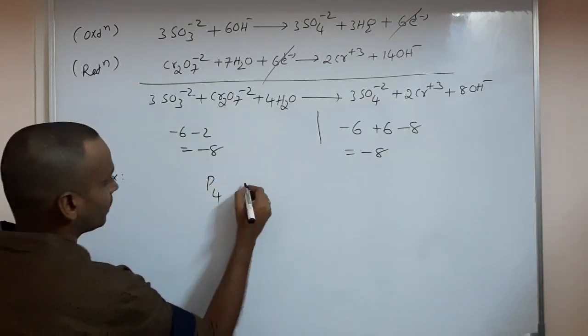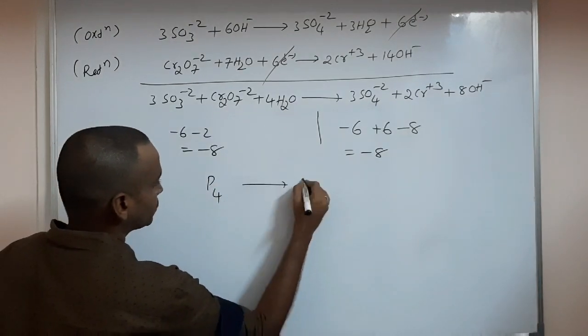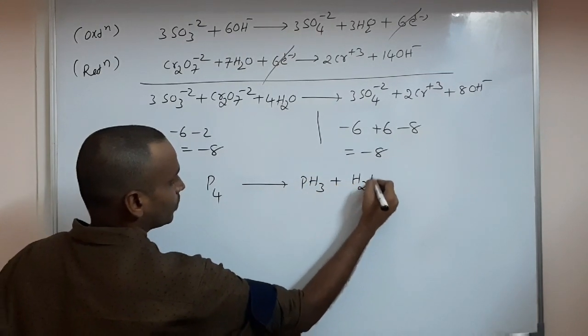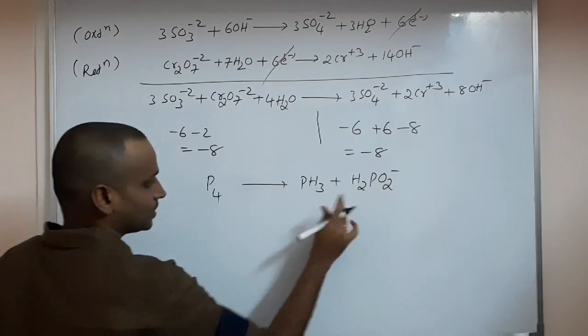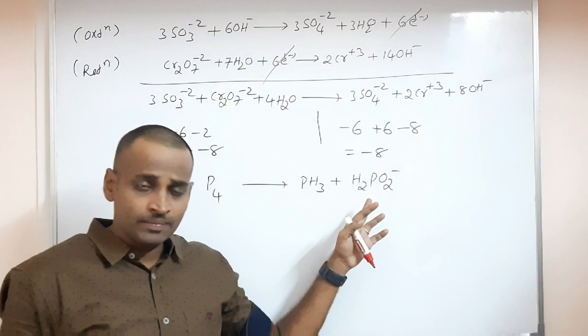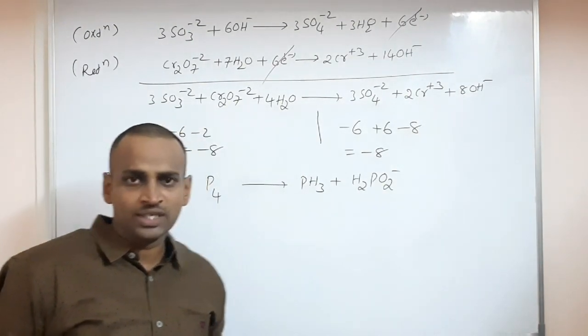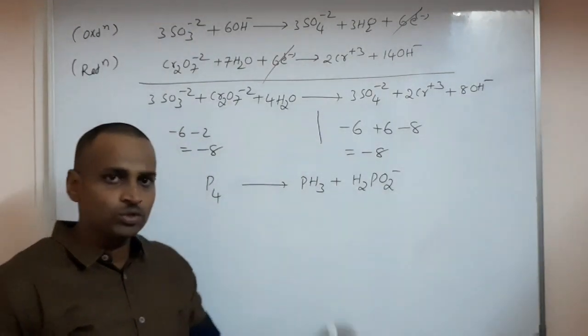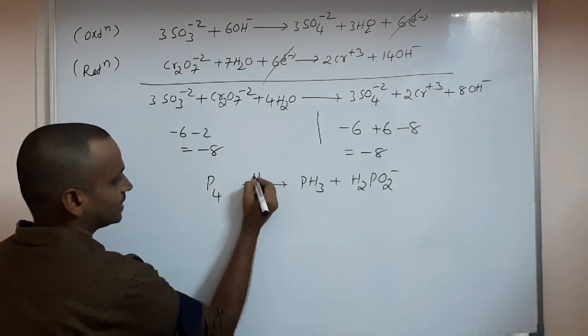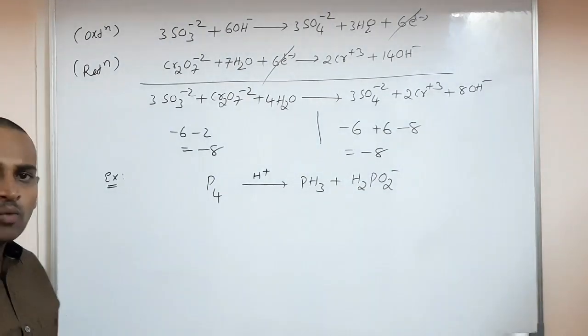See, P4 gives rise to PH3 plus H2PO2 minus. You remember or not? This I gave in disproportionation reaction. Only one species will undergo both oxidation and reduction. If they ask balancing in acidic medium and basic medium, what to do?